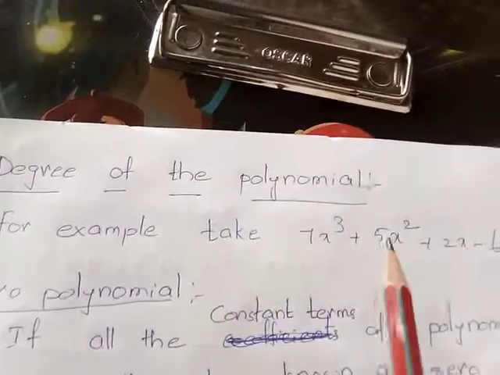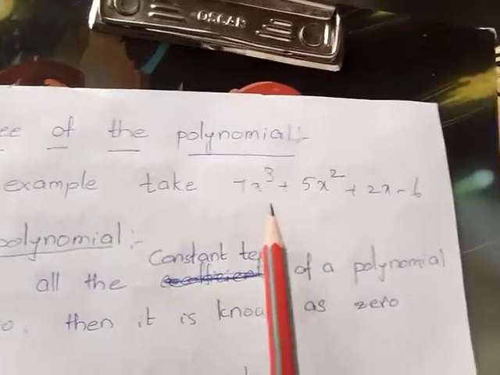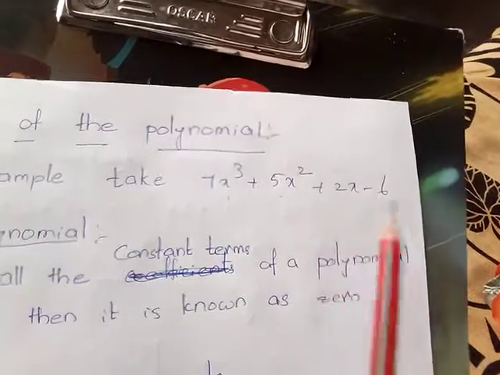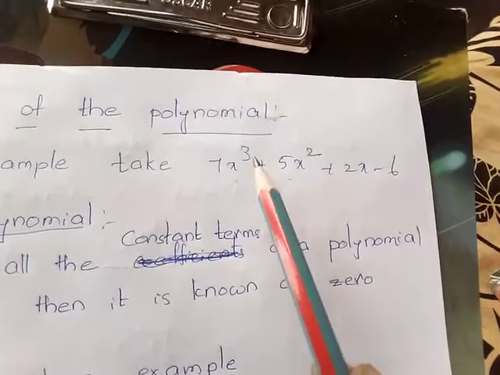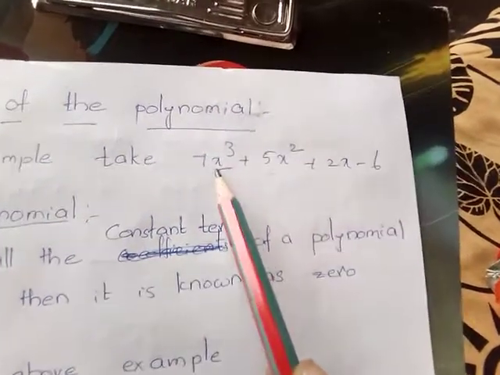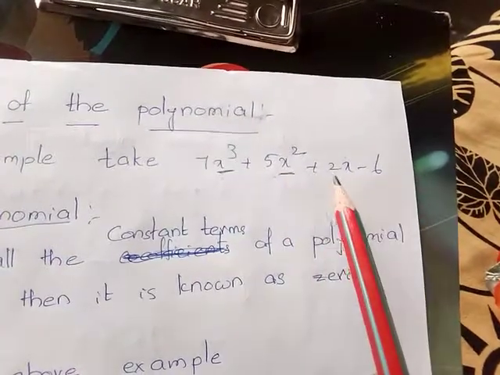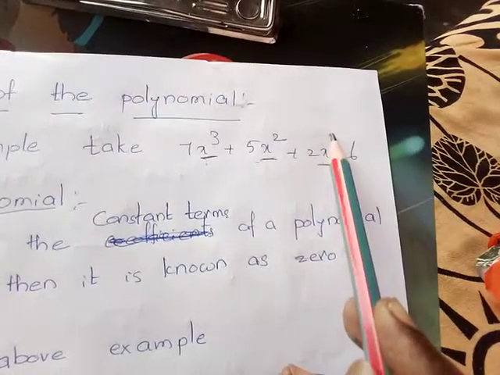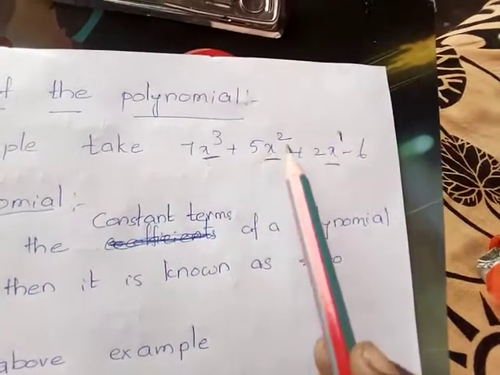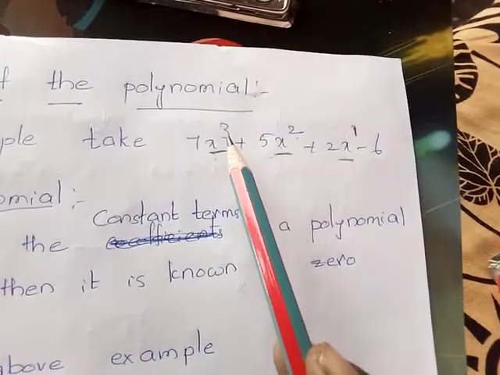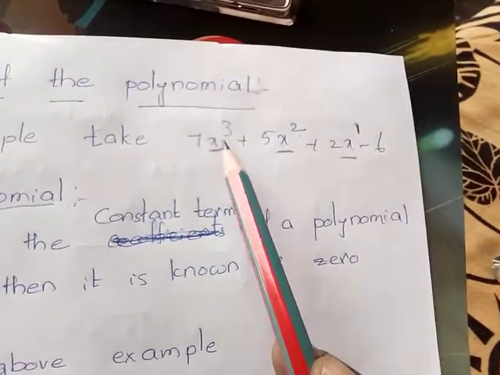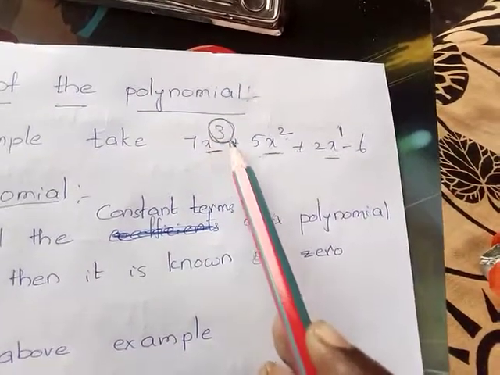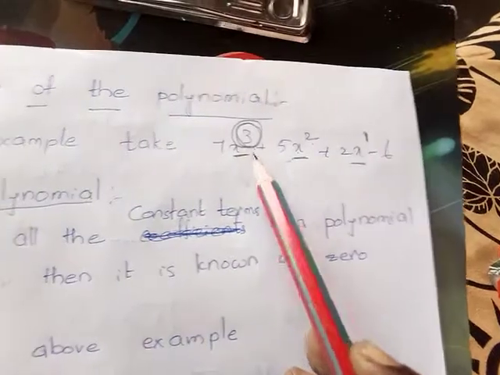Next, degree of a polynomial. Suppose, for example, you take 7x cube plus 5x square plus 2x minus 6. Here this is one variable term, this is another and this is another. What is the exponent of this one? x, exponent is 1. Here 2. Here 3. So which is the highest? 3 is the highest exponent. So this is called the degree of the polynomial.